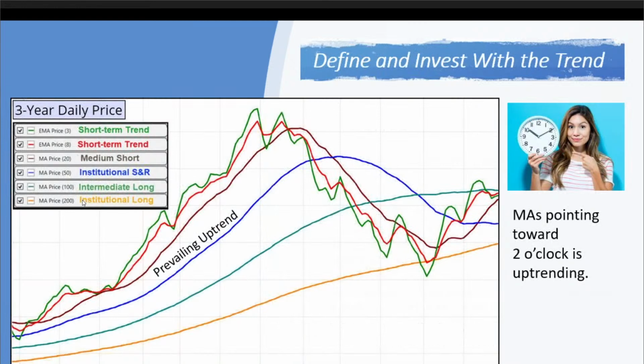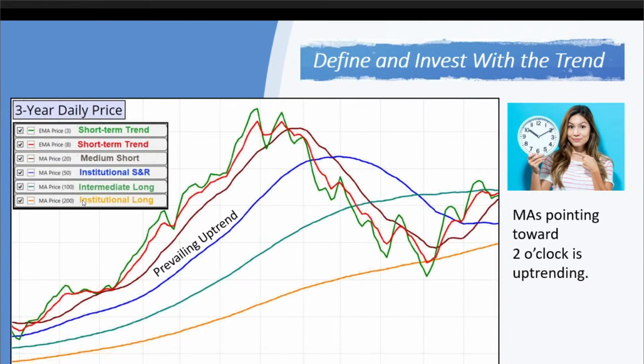So we say define and invest with the trend. Here are a number of different moving averages that you may want to consider. If you're a short-term trader, a 3-day EMA and an 8-day EMA. Those two moving averages identify short-term trend. The longest-term moving average is no longer than 2 weeks, so you're talking about a week to 2 weeks of price direction. If you're a short-term swing trader, those are two moving averages you may want to consider, taking trades when the 3-day EMA is crossing above the 8-day EMA, buying stocks, being bullish.